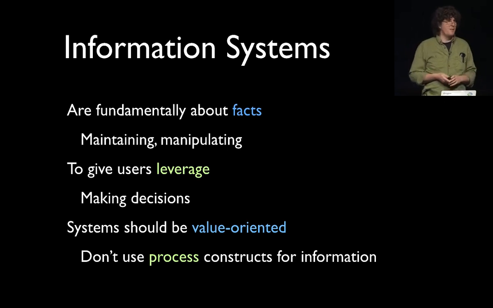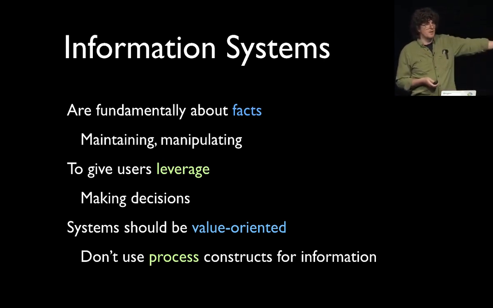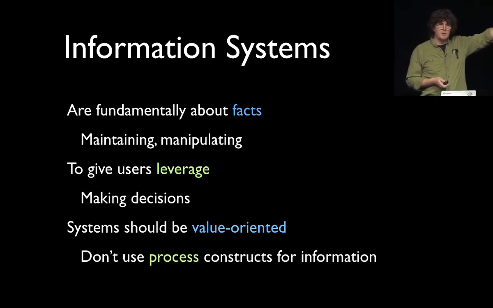So now let's revisit information systems. What should they be? They should be about facts. They should be completely about maintaining, manipulating facts. They should be about giving our users leverage over facts, right? Helping them make decisions based upon the facts that the system is maintaining on their behalf. Right? That means that our systems should be value-oriented. They should not be place-oriented. Right? We have to stop using process constructs for information. Right? I'm not trying to bash objects universally. Right? You can go home and do that.